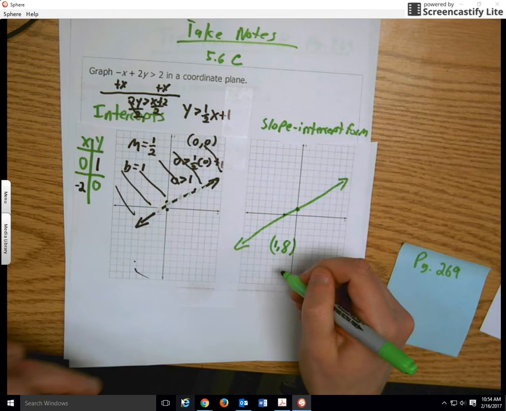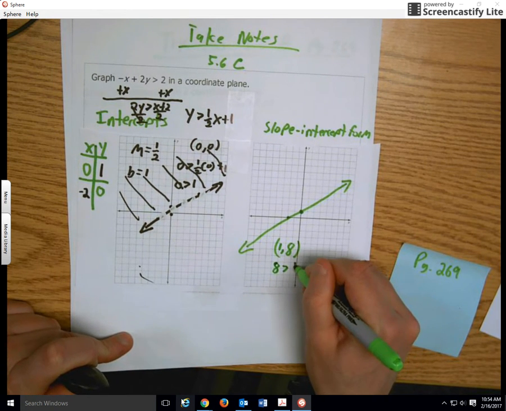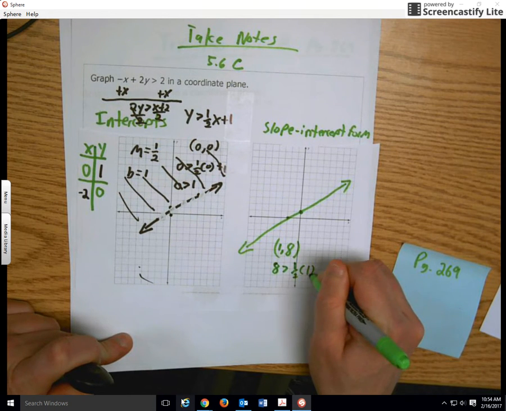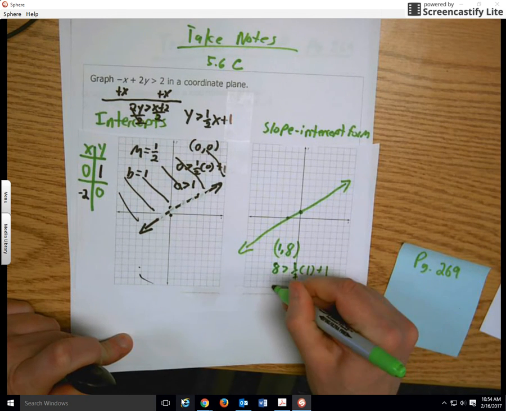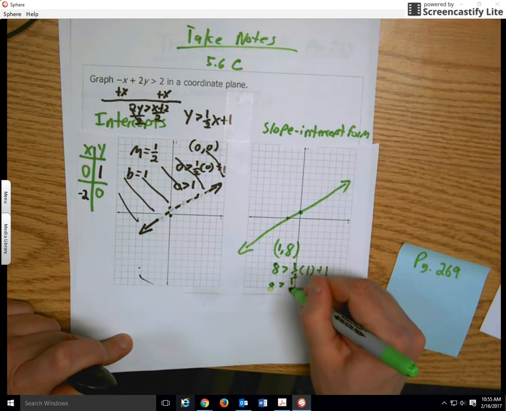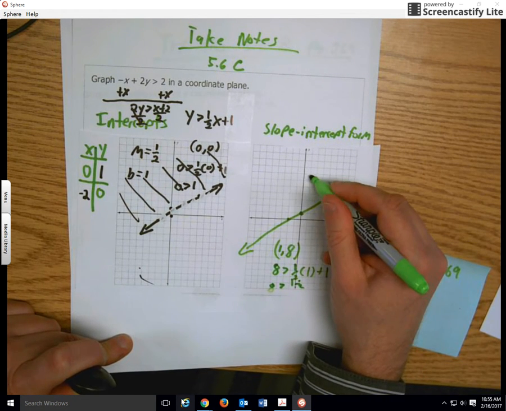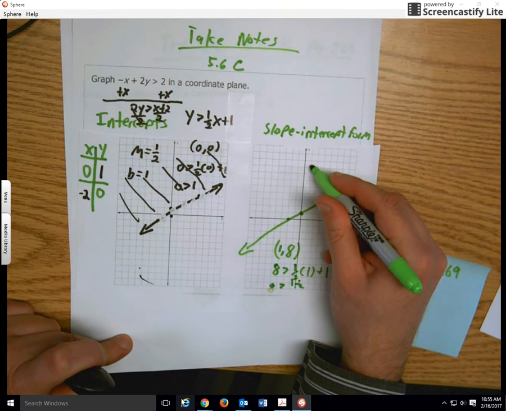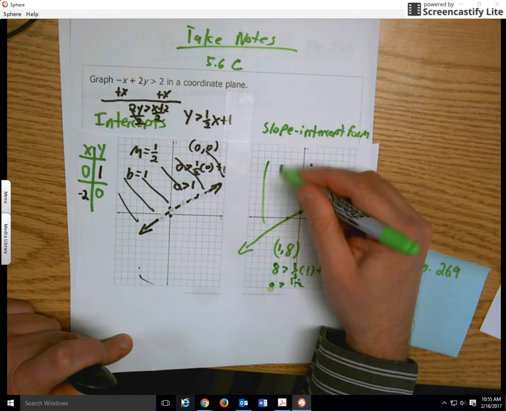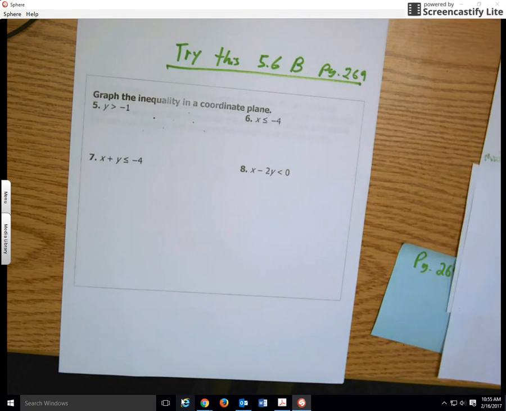So it would be 8 is greater than half times 1 plus 1. Is 8 greater than 1.5? Yeah, it is. And so, since it's true, for that 1 and 8, you would shade in the whole top side because it's true on the top side. All right. It is your turn to try this, so go ahead and give it a shot.